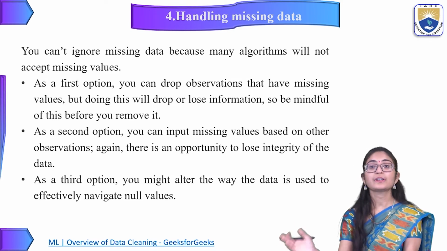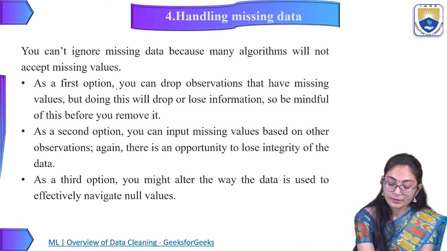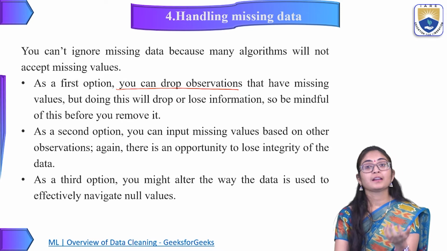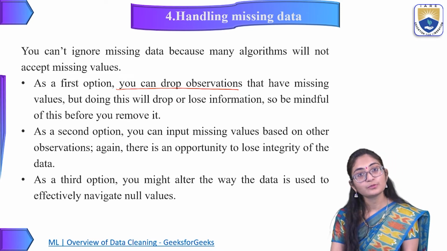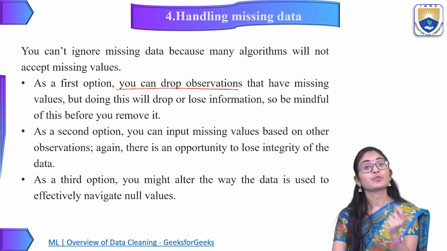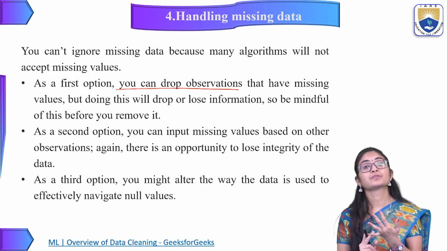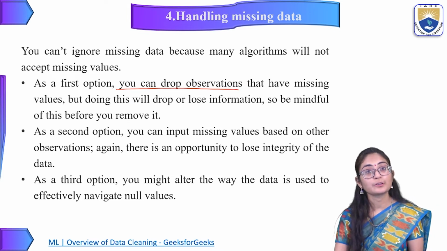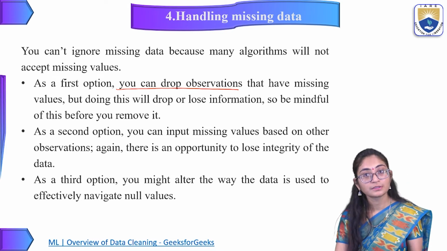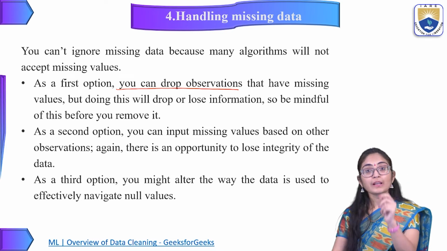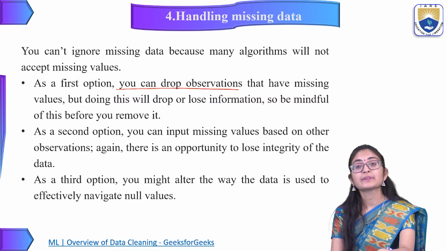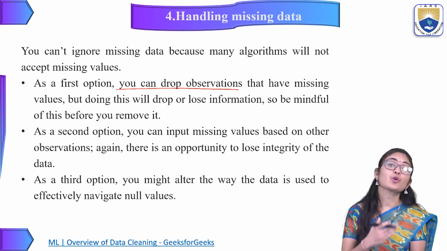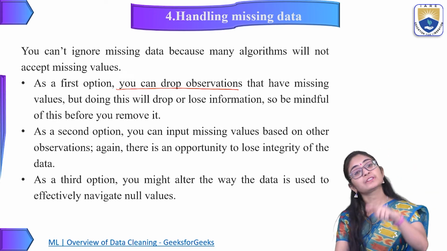These are the three ways you can follow. First option, you can drop the observation. But if there are missing values and you drop the observation, what will happen? Your data can be lost. Your information related to those values can be lost. So before applying this method, you have to think and then remove it. It should not affect your output. It should not affect your data set.